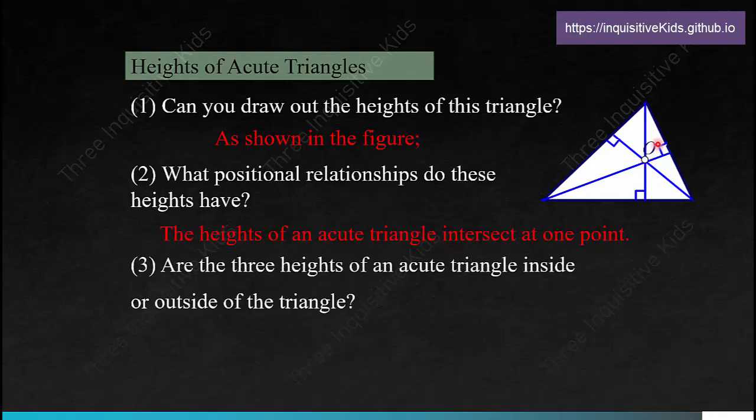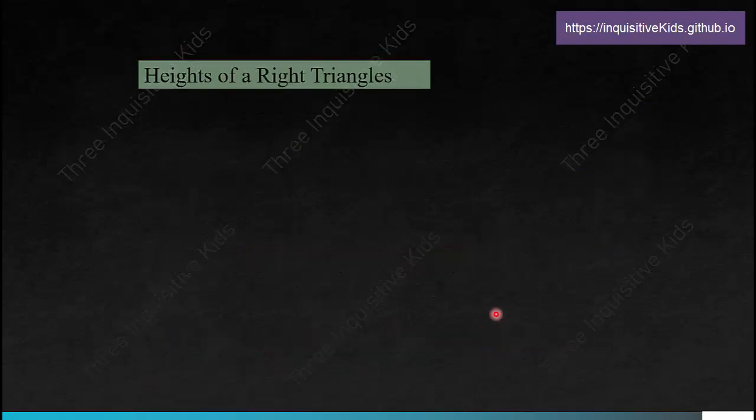3. Are the 3 heights of an acute triangle inside or outside of the triangle? For both the median and the angle bisector of the triangle we learned a few lessons earlier, you would remember that all those intersecting points were inside the triangle. Why would this be asking, is it inside the triangle or outside the triangle right now? The 3 heights of an acute triangle are inside the triangle.